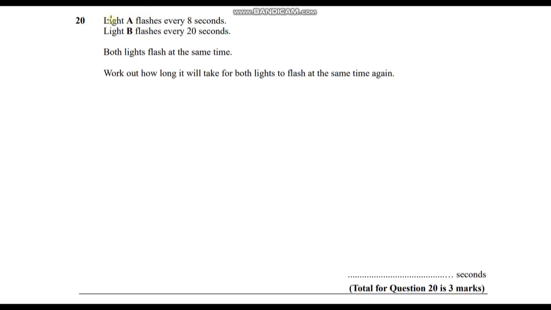Question 20. Light A flashes every 8 seconds, and light B flashes every 20 seconds. Both lights flash at the same time. Work out how long it will take for both lights to flash at the same time again. So there's a few ways we could do this. Essentially what we're looking to find is the lowest common multiple of 8 and 20.